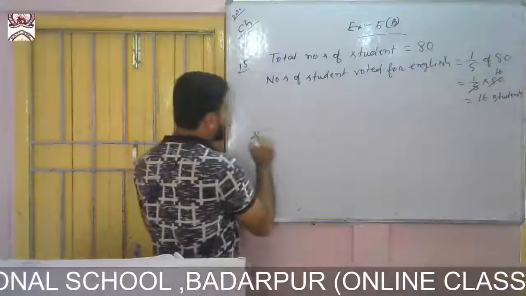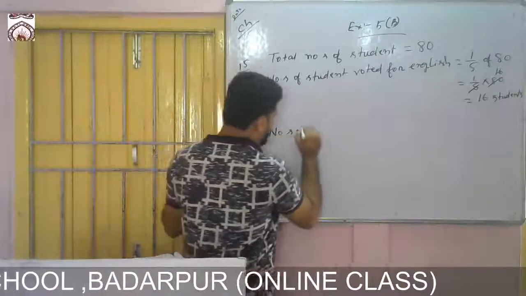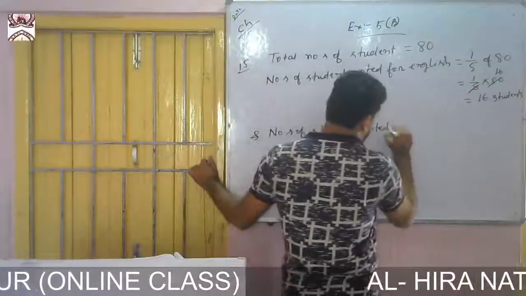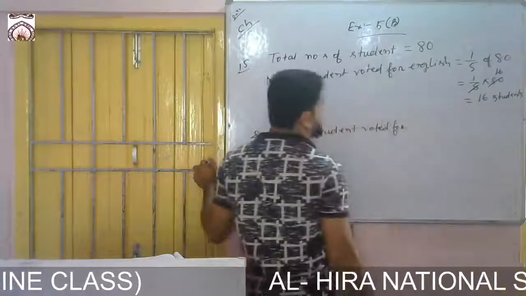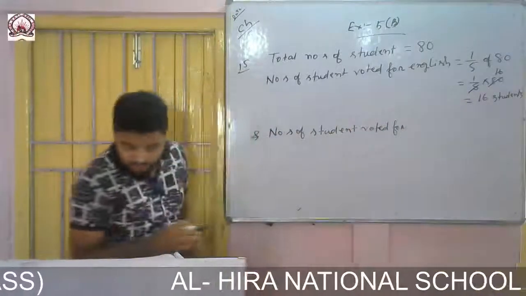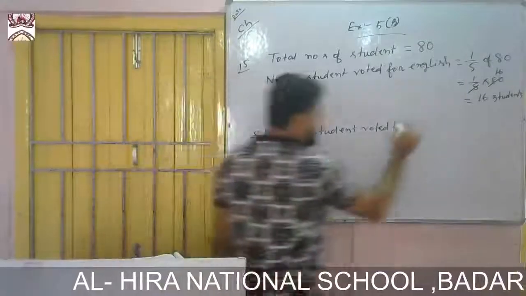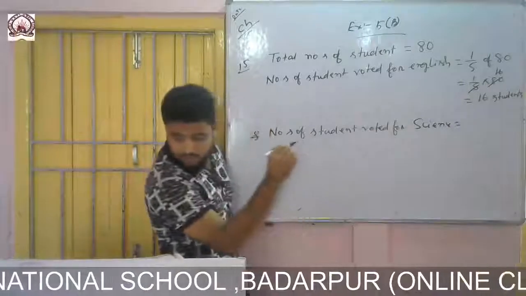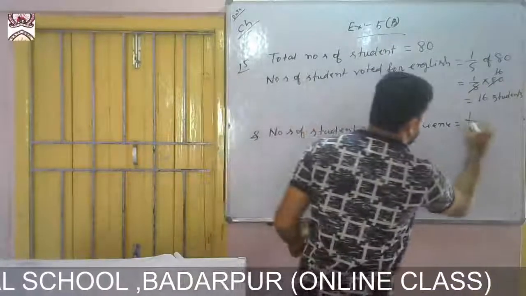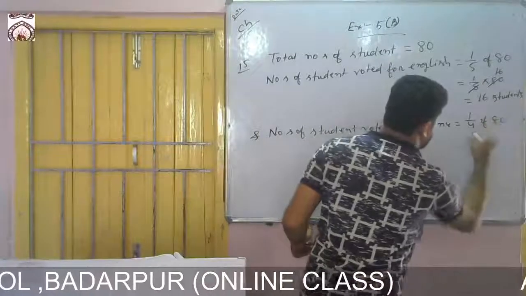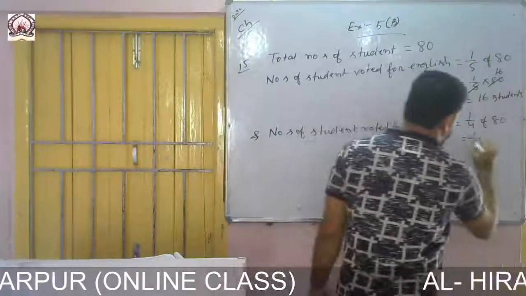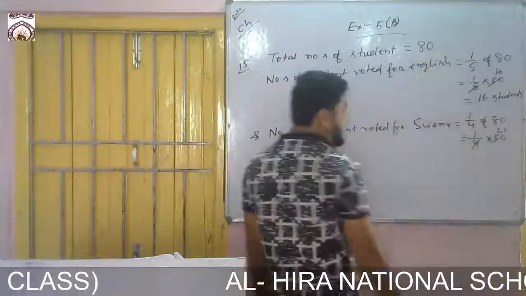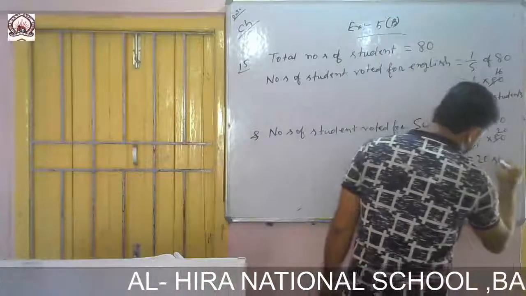Now write, and the number of students voted for Science. Science gets what fraction? 1 by 4 of total students. So 1 by 4 into 80. 4 2s are 8, so it is 20 students.